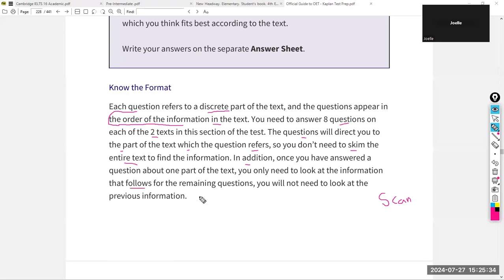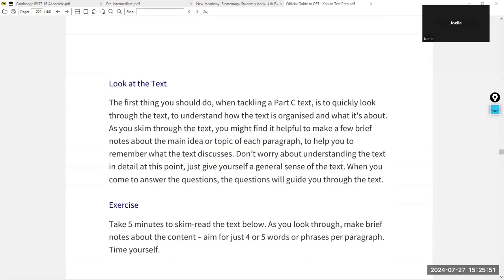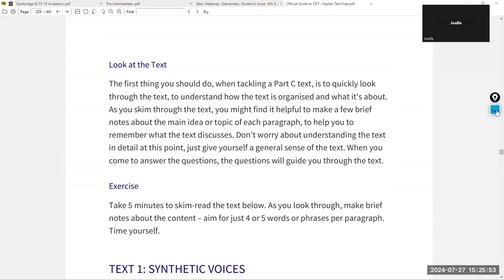As I told you, you don't have to read again, because if you do so, absolutely, you will lose your minutes and you need every single minute in reading. So you will not need to look at the previous information over and over again. This is extremely important, as I told you, because I need time to finish answering all the questions.